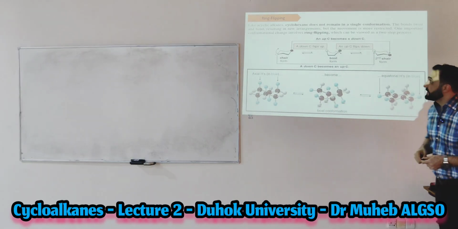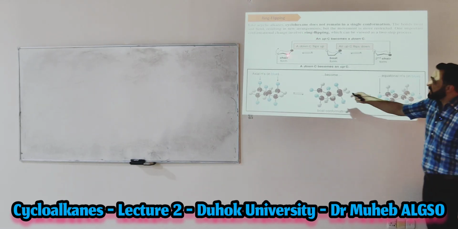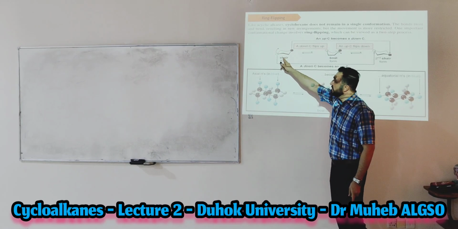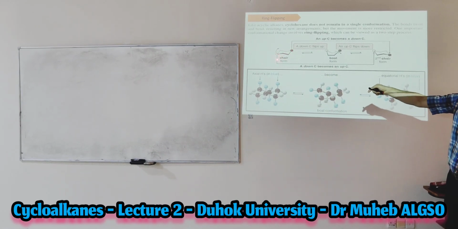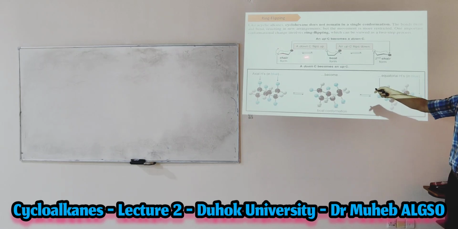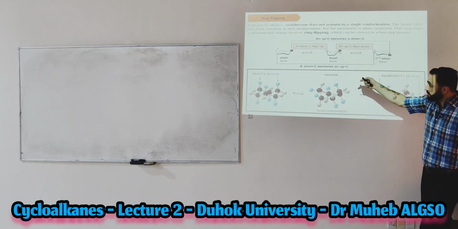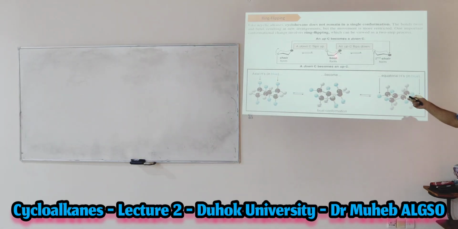One important conformational change involves ring flipping, which can be viewed as a two-step process. Look, this is the first chair form. This carbon is up and this carbon is down. One of them, not both of them, will change to the up. It will be flipped up. It will give you the boat form. This is the boat form, يعني شكل القارب.